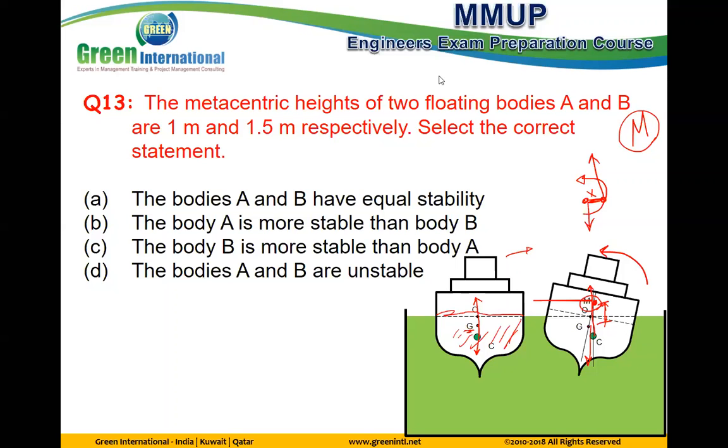Actually, the answer, according to the question here, is 1 meter and 1.5 meter for body A and body B. I told you, when the metacentric height between G and M is increased, we obtain more stability. It means body B is more stable than body A. Thank you.